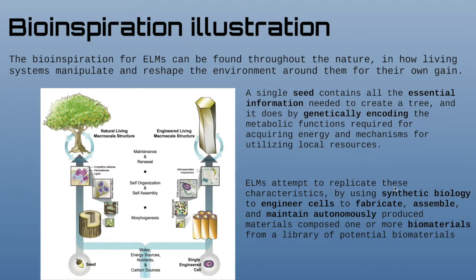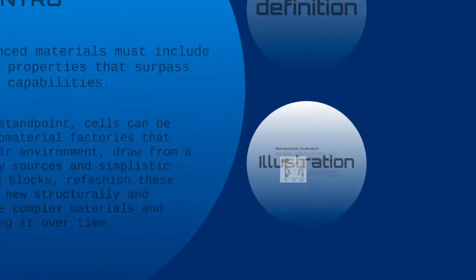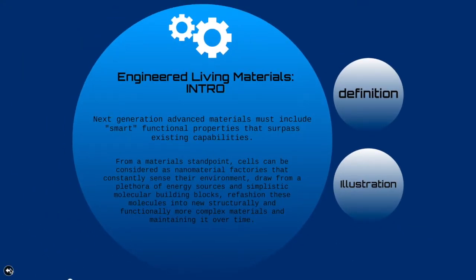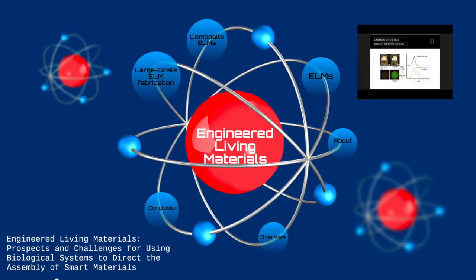So we replicate all the characteristics of the tree using synthetic technology to engineer cells that fabricate, assemble, and maintain autonomously produced materials. Okay. So that's it for the illustration. So we will go next to the ELMs and composite ELMs.